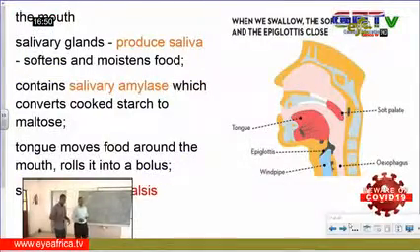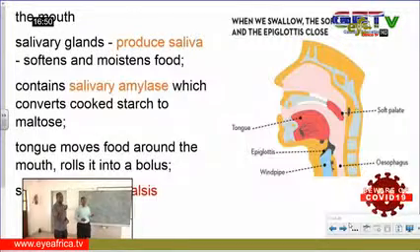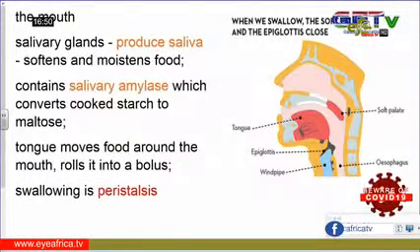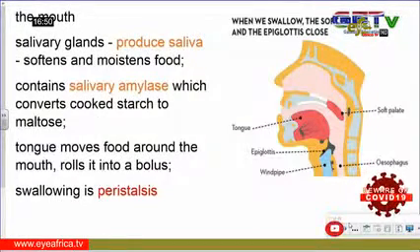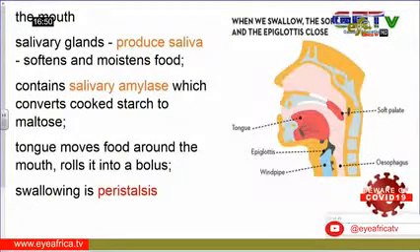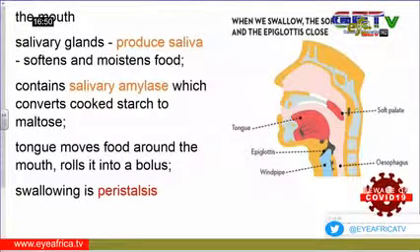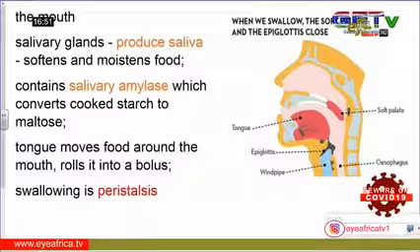The mouth, what happens in the mouth? Salivary glands, which we mentioned earlier, will produce saliva, the spittle that we have in the mouth. It's very important because it softens and moistens the food. Now, the saliva the salivary glands produce also contains salivary amylase. This is an enzyme. It works on cooked starch, which it changes to maltose.